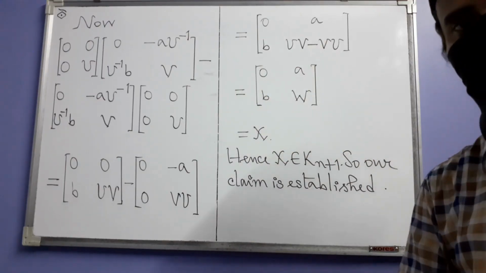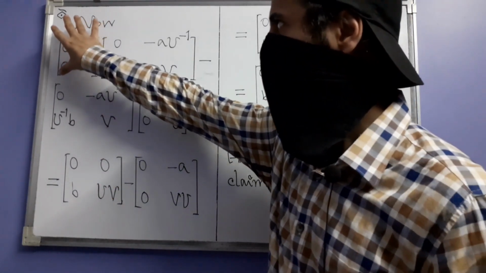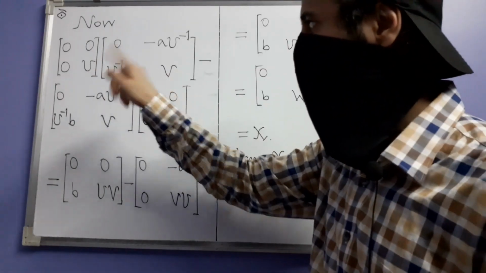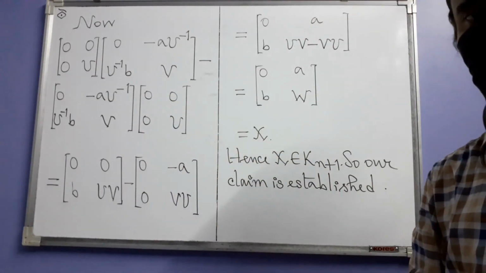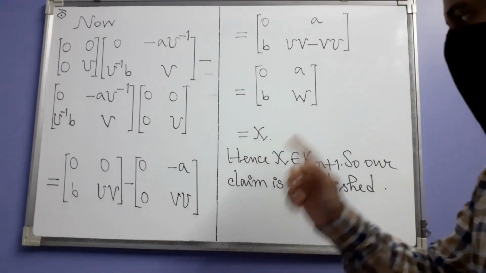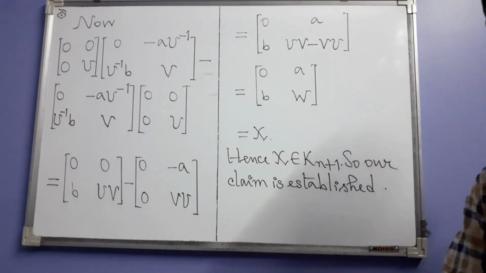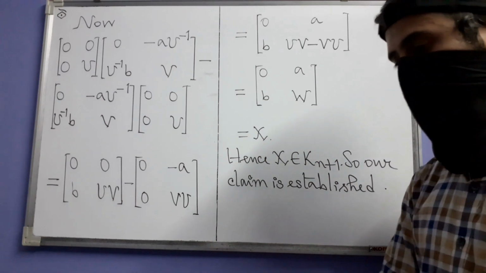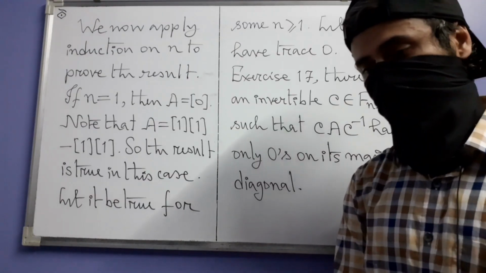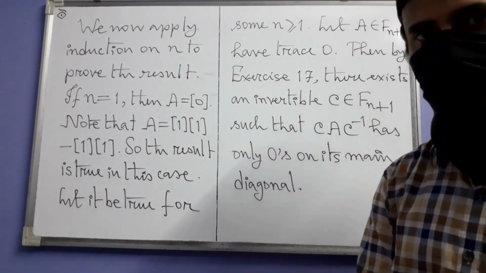So you actually have been able to express X as, say, let me call it C and this D: CD minus DC, where C and D are both n plus 1 by n plus 1 matrices. And that's how X really belongs to Kn plus 1. So our claim is established. Now what are we going to do with this claim? Let's see. Now we are going to prove our actual result, what we have been asked in the exercise.